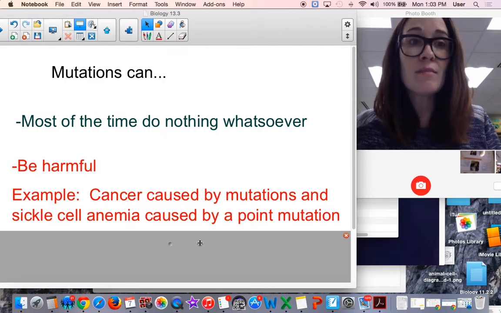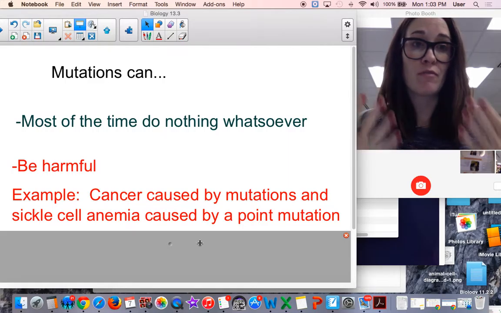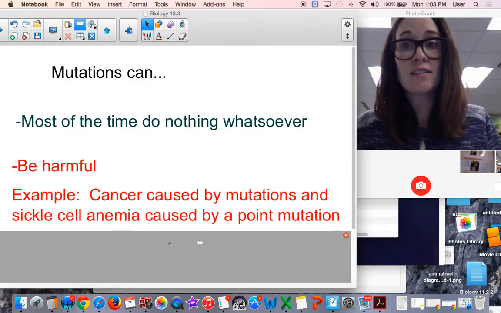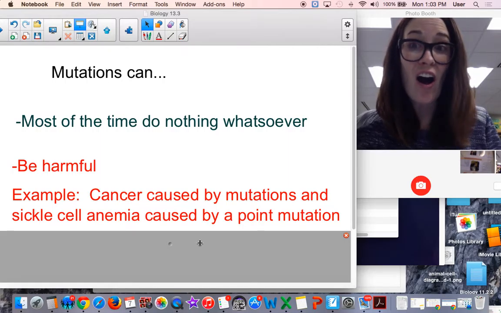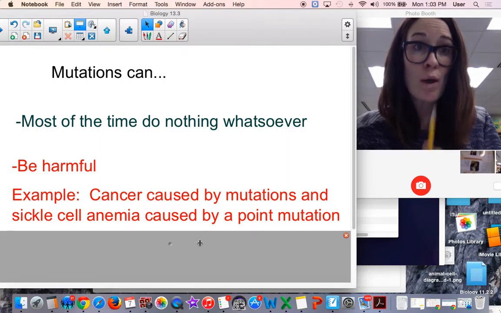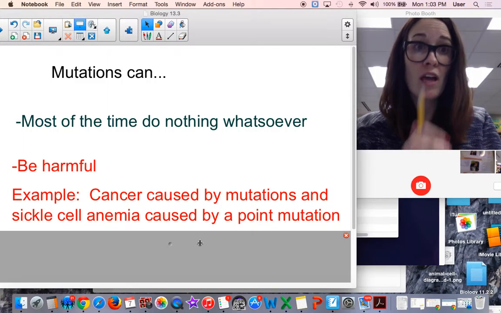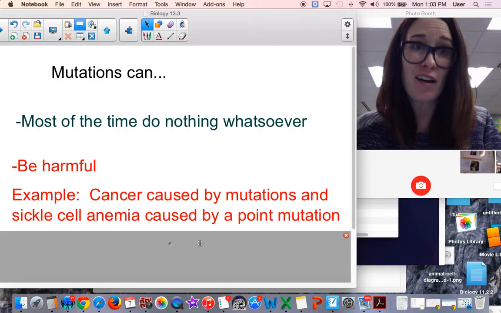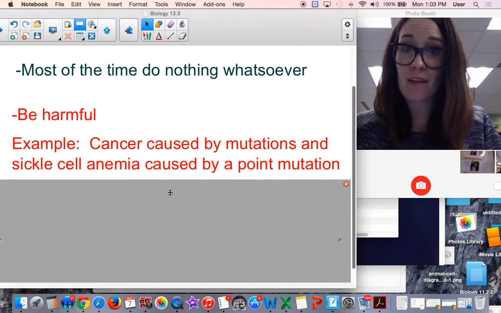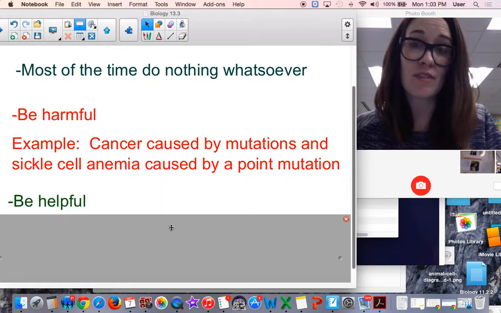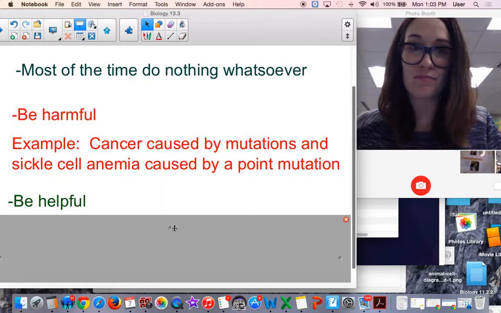Sickle cell anemia, which is a type of red blood cell disease in which the red blood cells are malformed, is caused by a single point mutation. One letter is wrong, thus causing a lifelong disease. That's harmful. Now, you might not know that some mutations actually can be helpful.